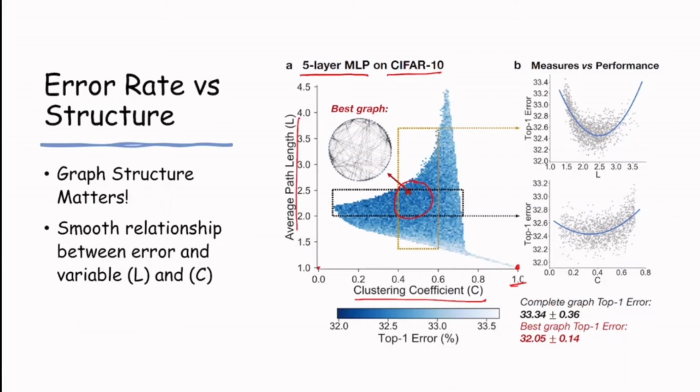Also, if we take a look, when we fix one of L or C, for example, in this case, we fix the value of C between 0.4 and 0.6, and we graph top-1 errors against L, the graph is nearly a quadratic curve, which means that the function is pretty smooth. Also, you can see that this one is also a quadratic curve, which means that there's a smooth relationship between the errors and the variables L and C.